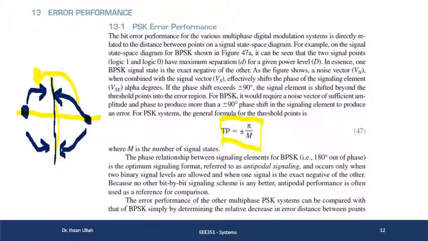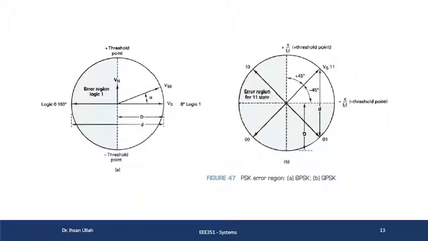And this antipodal signaling can be achieved only in BPSK, because there is no other bit by bit signaling scheme which is better than this antipodal kind of signaling. So the performance of antipodal BPSK is considered as a reference for comparison. The error performance of the other PSK techniques can be compared with BPSK simply by determining the relative decrease in error distance between points.